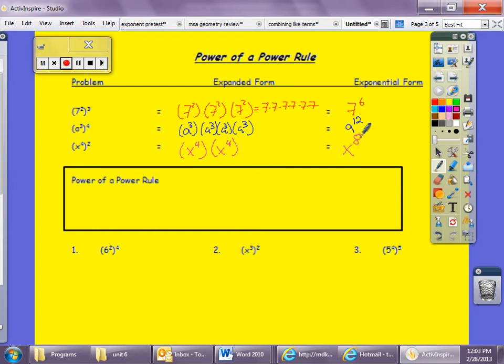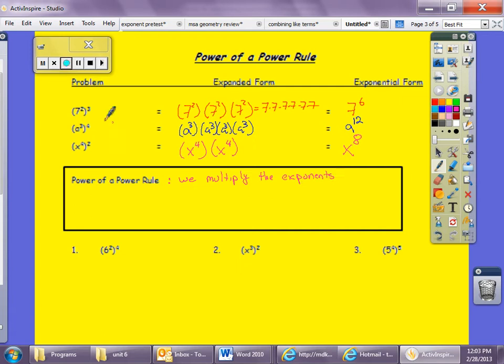So now we can get a second rule, which is to find the power of a power. We simply multiply the exponent. So that's what we're really doing. So a power to a power, we multiply the exponents.